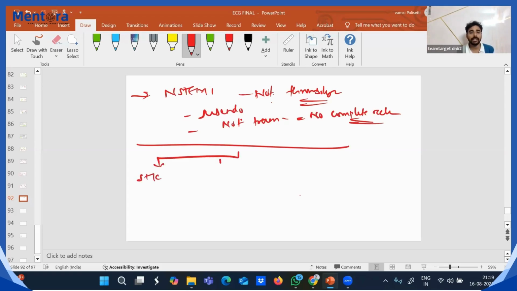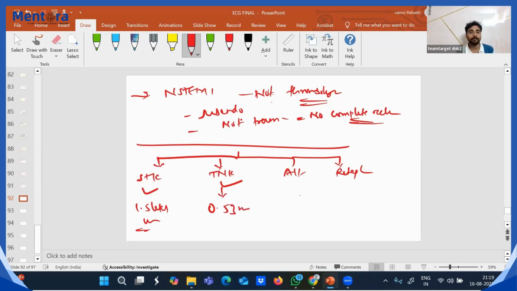Streptokinase, tenecteplase, reteplase, alteplase. You're using these, but mostly you're using only streptokinase and tenecteplase. In low resource settings, streptokinase 1.5 lakh units you are giving. In high resource settings, tenecteplase, it's exactly 0.53 mg per kg of body weight. Right? That's it. Out of all, which is the best, tenecteplase is more fibrin specific. It's very highly effective. Okay?